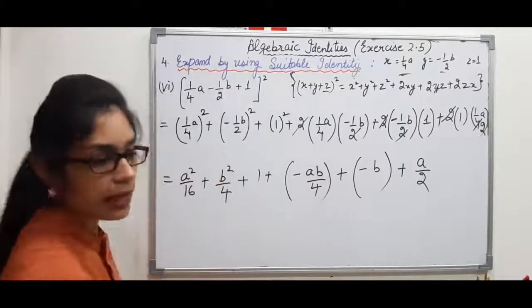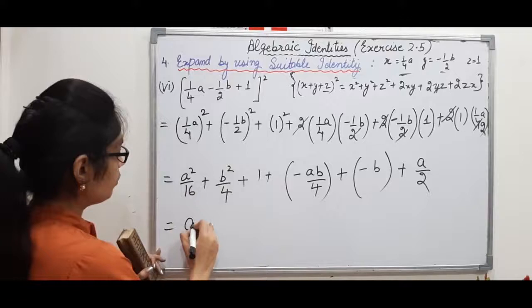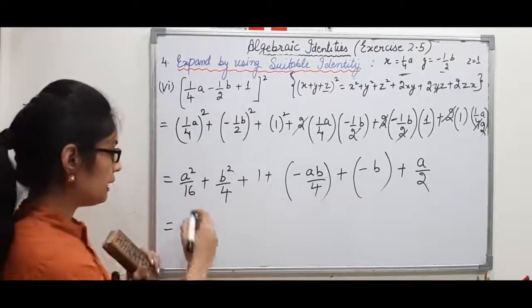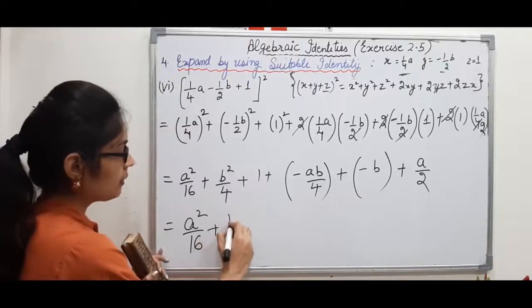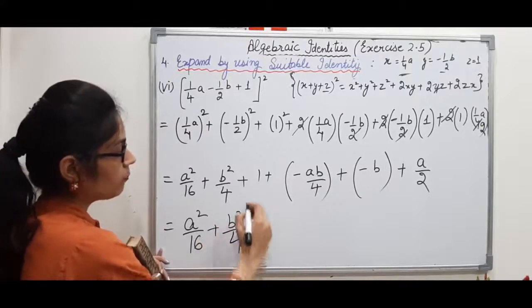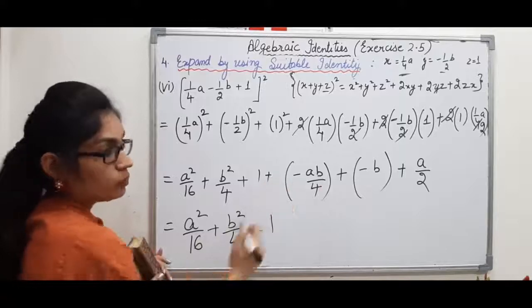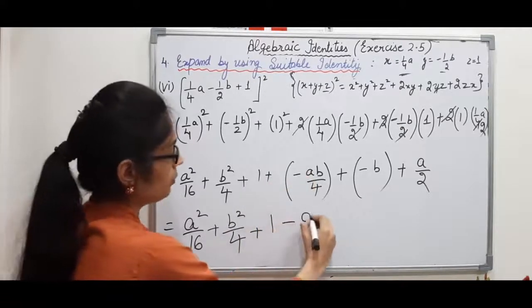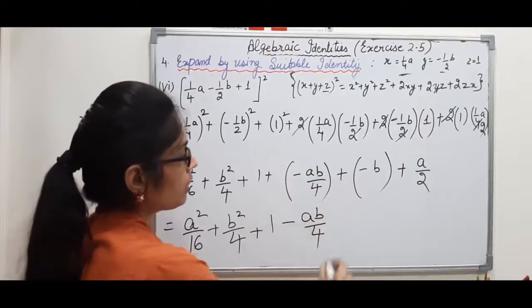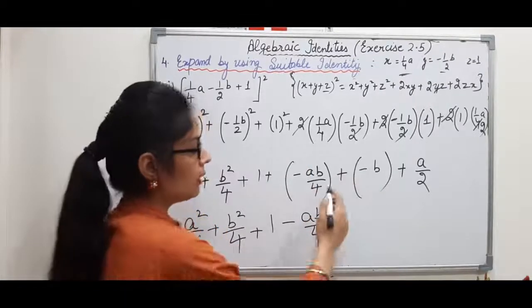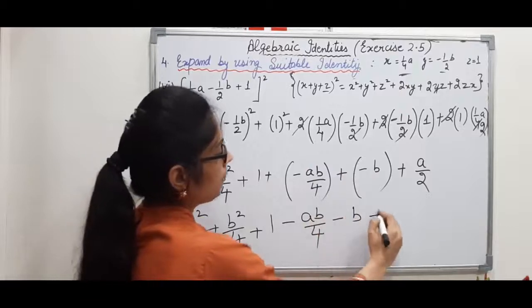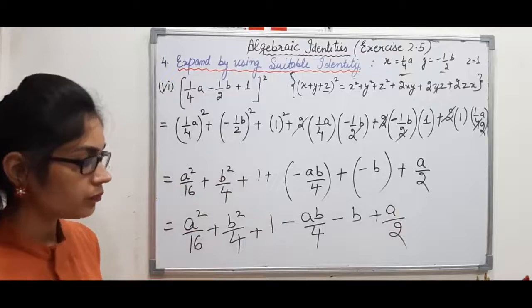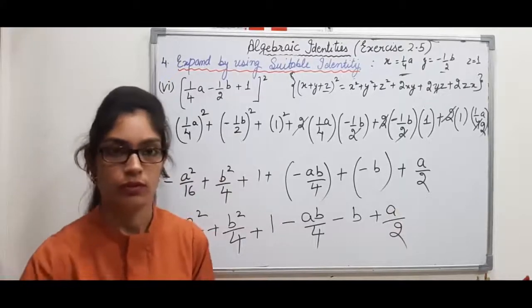Now all the signs we will change. Wherever two signs together are there, we will make those two signs a single sign. So a square by 16 plus b square by 4 plus 1. So two signs together, let's make it one sign. Plus minus is minus, so minus ab by 4. Again two signs together, plus minus is minus, so minus b plus a by 2. So this is the expression. Now let's do the fifth question.